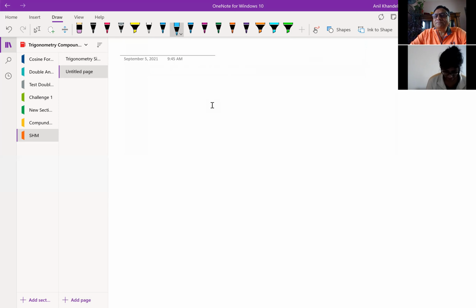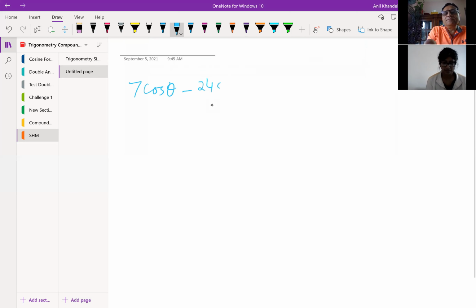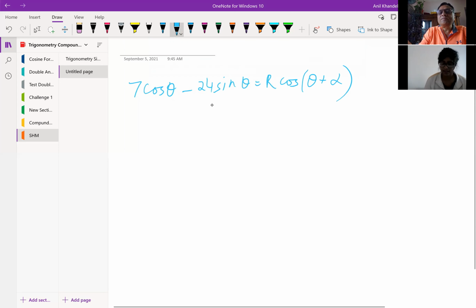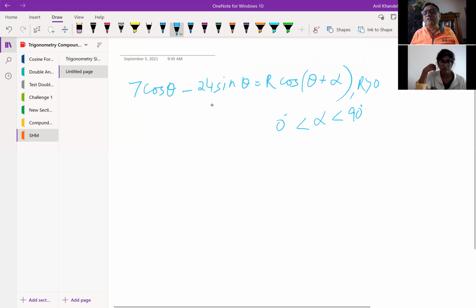Okay. Here, express 7 cos theta minus 24 sine theta in the form of r cos theta plus alpha, with r being greater than 0 and alpha being between 0 and 90. Correct. So that is one of the questions from your book. Because clearly you can see this is minus and that is plus, that means the signs are aligned. You don't have to think about it. Now tell me, how will you do it?